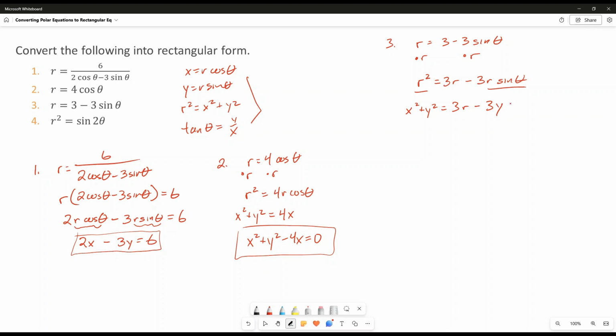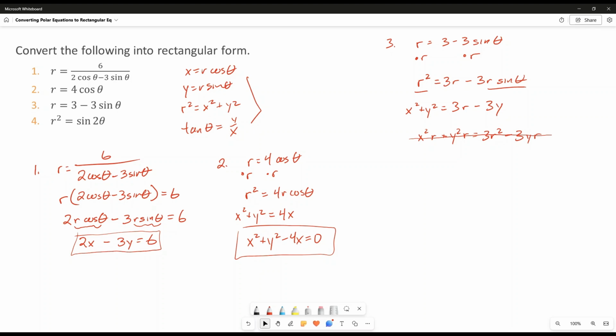So if we multiplied everything by r, that would give me x squared r plus y squared r is equal to 3r squared minus 3yr. Well, notice that turned that 3r into 3r squared, which is great. We have an r squared now. But it also inserted several other r's, and we don't know how to do anything with those r's. So this is not the way we want to go, because we just took one r and made it 3 r's now. So we want to try something different.